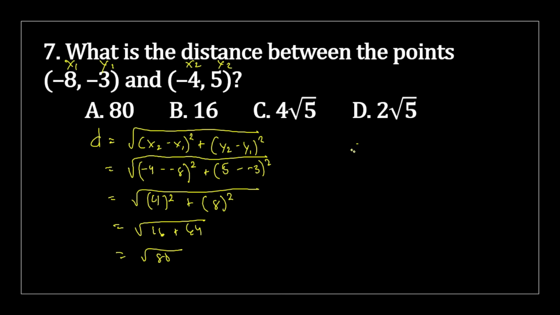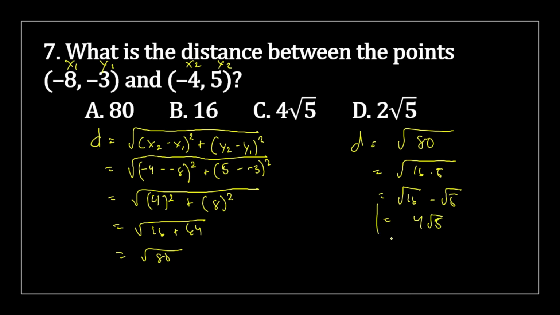Now let's simplify the square root of 80. The root of 80 is equivalent to the root of 16 multiplied by 5. So that is the square root of 16 multiplied by the square root of 5. The root of 16 is 4, so we have 4 square root of 5. So this is the value of our distance. So the answer is letter C.